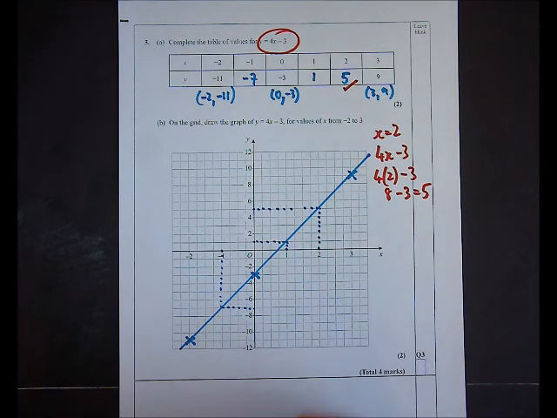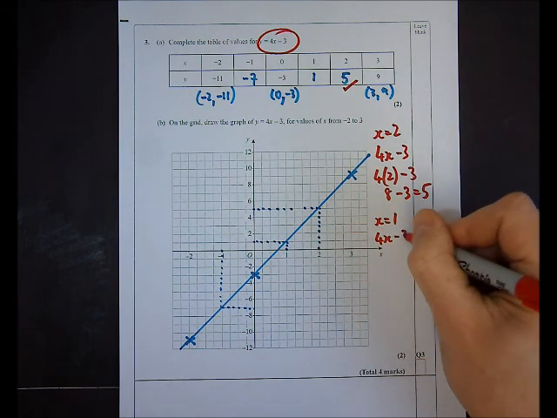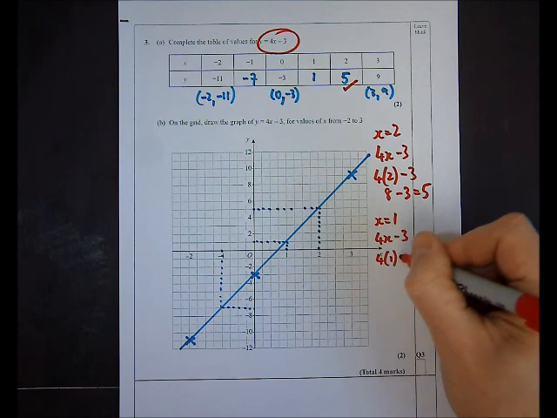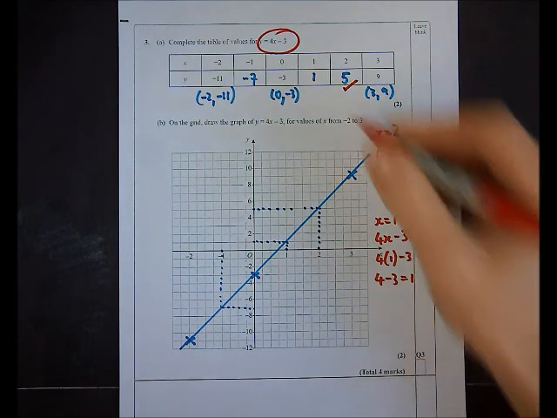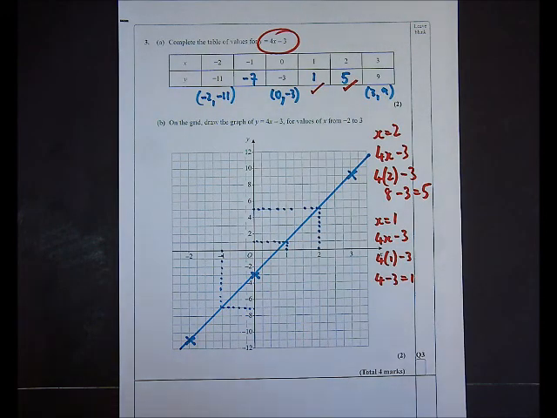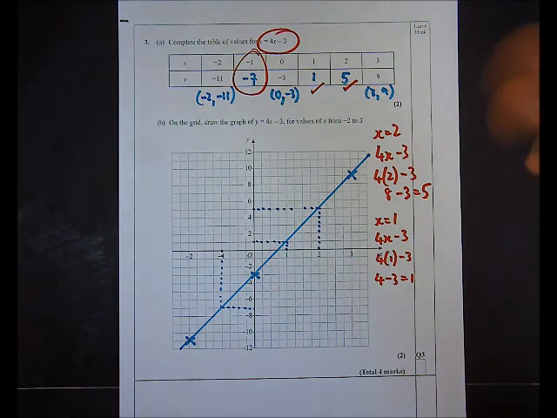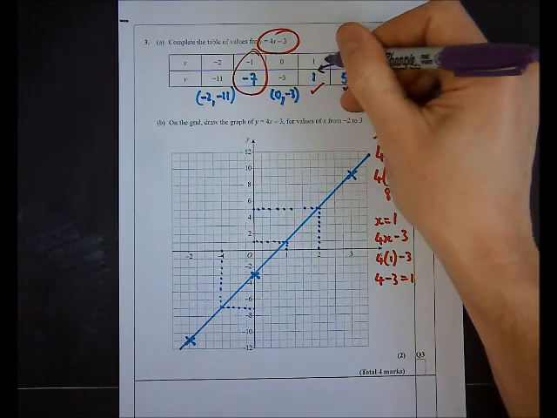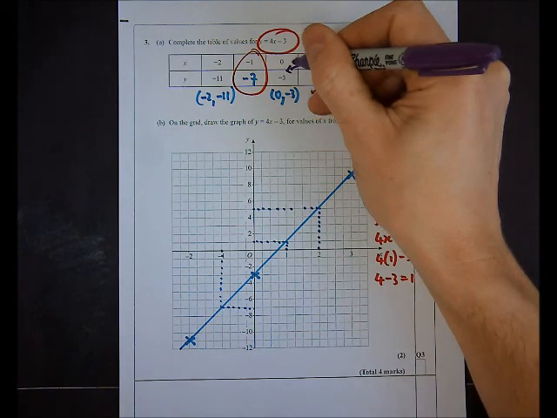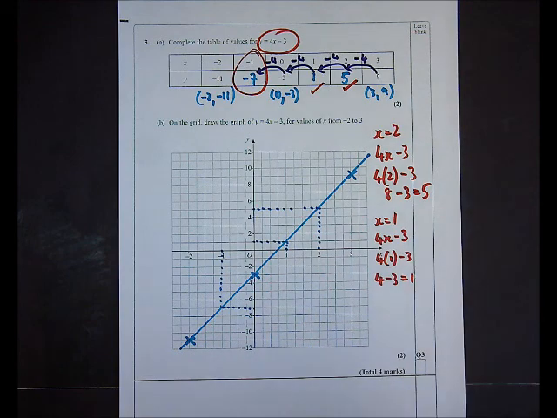And similarly for x is 1, when x is 1, 4x minus 3 would be 4 lots of 1, take away 3, which would be 4, take away 3, which is 1. And I got that answer here. If I'm struggling to work out the negative here, I can always just use the pattern in the table, which is that y is going down by 4 each time. And therefore, I can take 4 off negative 3 and get negative 7. And that's both parts A and B answered.